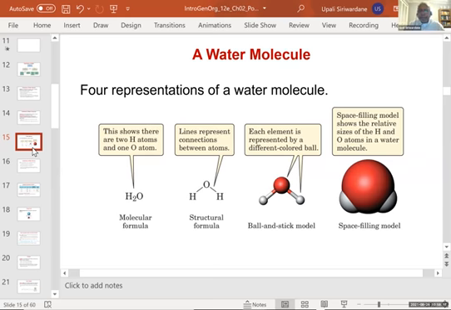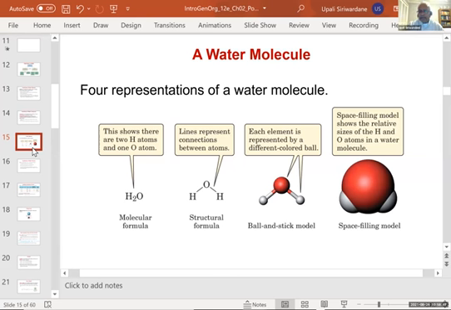Okay. The other representation is called the ball and stick model. Sometimes we show pictorially different colors to show different atoms. The red atom is oxygen. The small gray atoms are hydrogen, drawn according to the size of atoms. There's also a space filling model.